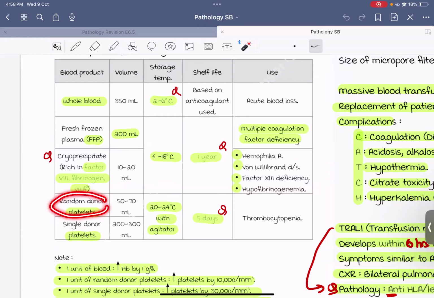About random donor platelets and single donor platelets. What you have to remember is that platelets are stored at 20 to 24 degrees Celsius, but that should be with an agitator. So the complete answer is 20 to 24 degrees Celsius with agitator, and the shelf life will be 5 days. Obviously, we'll use these platelets in thrombocytopenia.